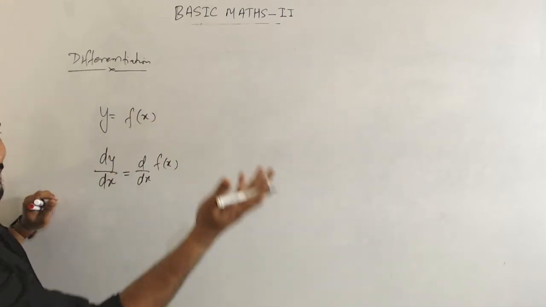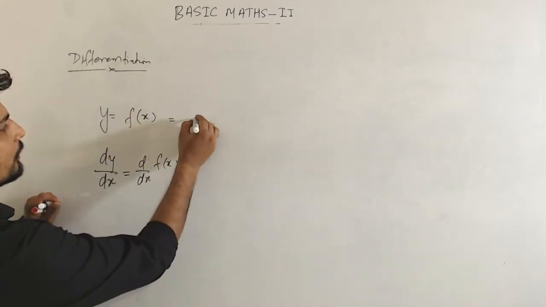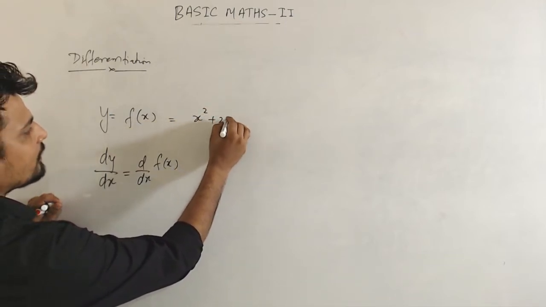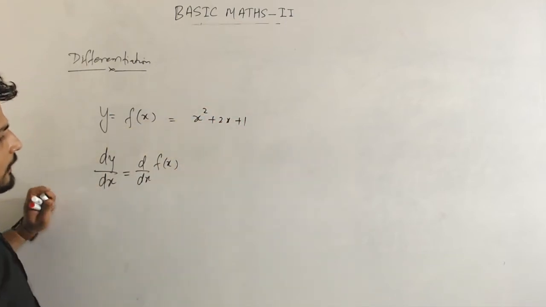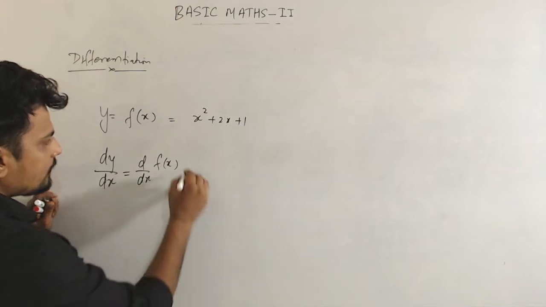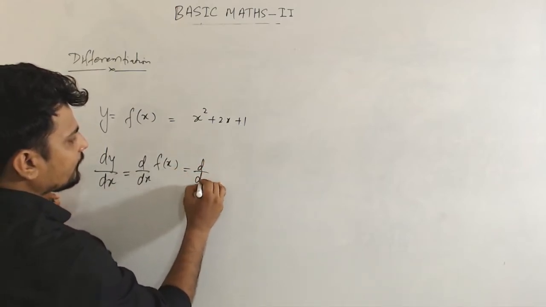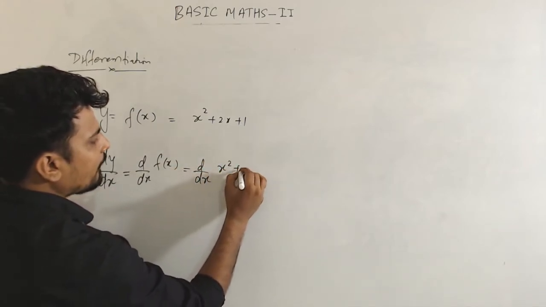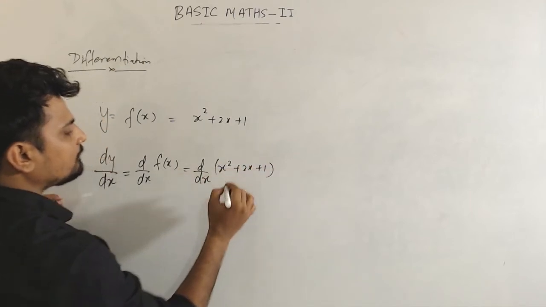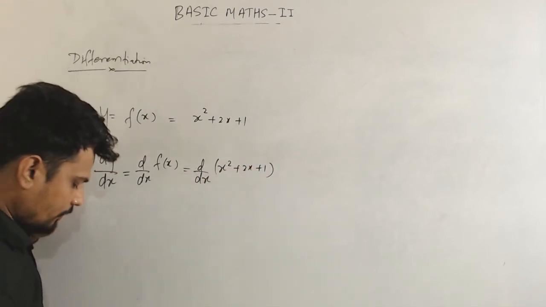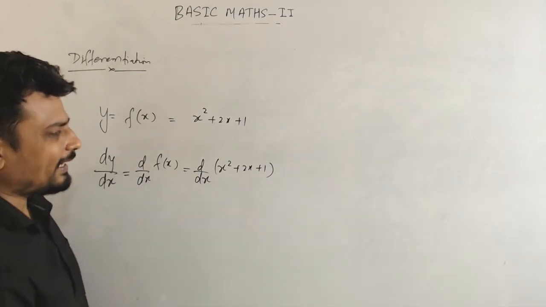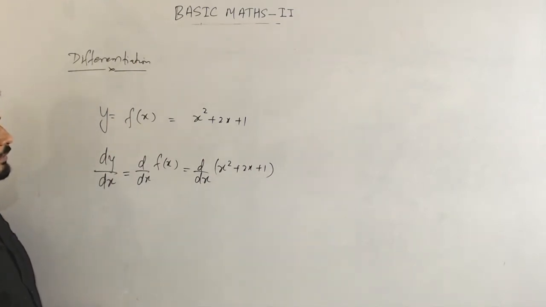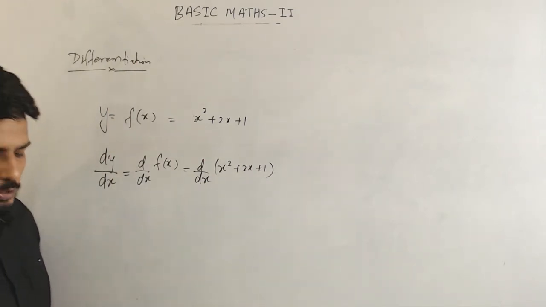Now f of x could be anything. You can choose, let's suppose, a quadratic function such as x squared plus 2x plus 1. So this is going to be d upon dx of x squared plus 2x plus 1. Now I need to know what I'm going to do after this. I just have no clue. So we should know some fundamental rules of differentiation.